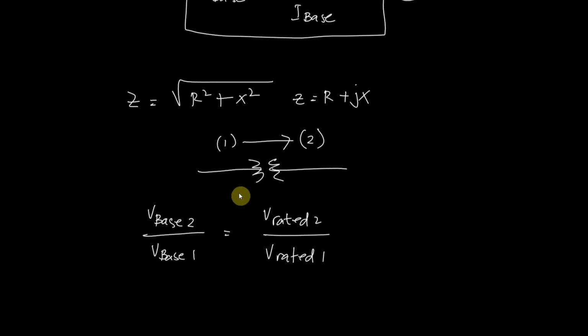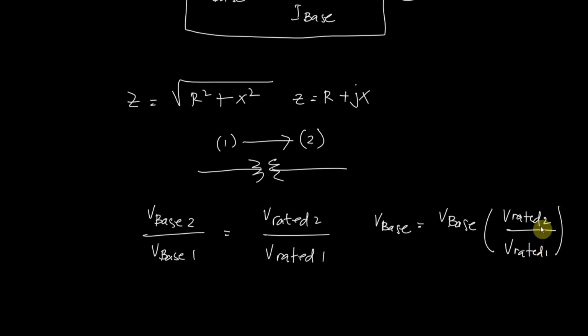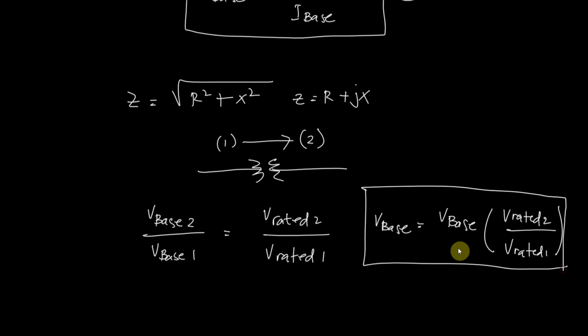Okay? So, kung ang ating base voltage is nandito sa side na to ng 1 at kukunin natin yung converted na base voltage dun sa side ng 2, so magiging V base 2 is equal to V base 1 times V rated 2 divided by V rated 1. Okay? So, iyan yung ating equation 6. Equation 6 natin yan. Okay?